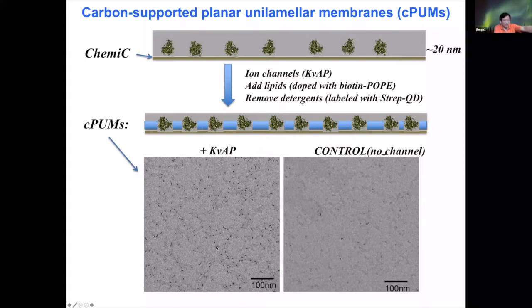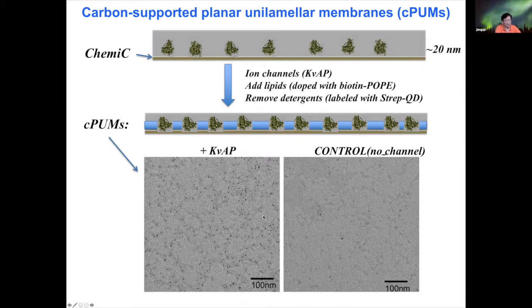So here is some preliminary data. On the left is the surface with the protein. On the right is the same surface without the protein. As you can see, with the protein, we can actually form a bilayer. So the bilayer is doped with biotin-related POPC, such that we can use streptavidin-coated quantum dots to directly label the big patches of the bilayer.